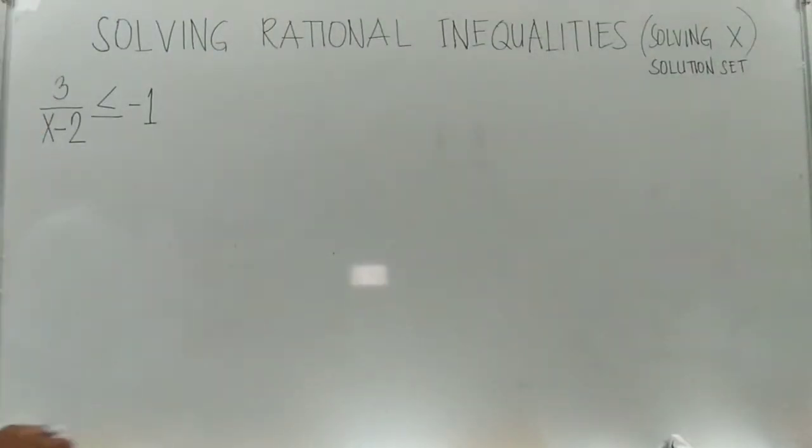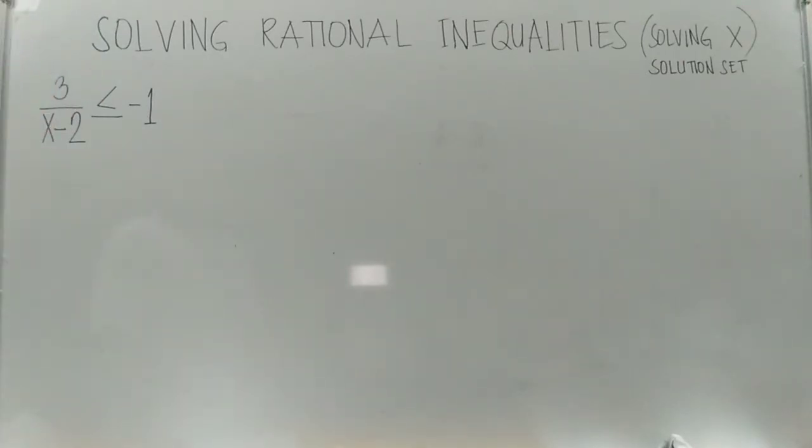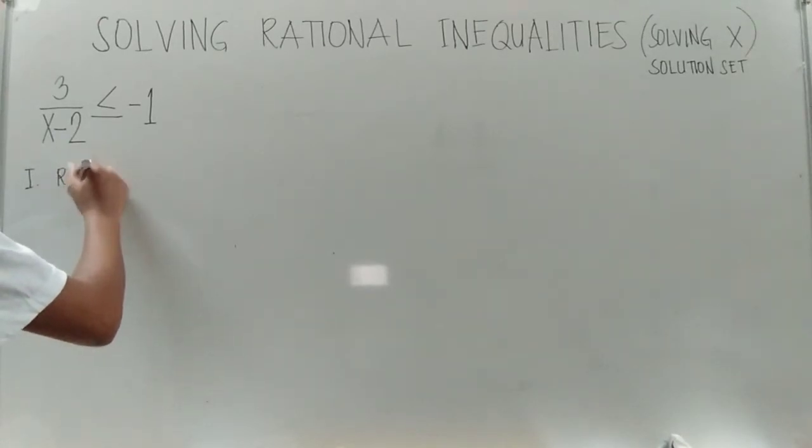Okay, let us proceed with your first example, assuming you have a rational inequality just like this. Example: 3 over x minus 2 is less than or equal to negative 1. For us to solve it easily, I will give you some basic and fundamental steps in solving this rational inequality. Step one is forming your rational inequality just like this one or in this notation.